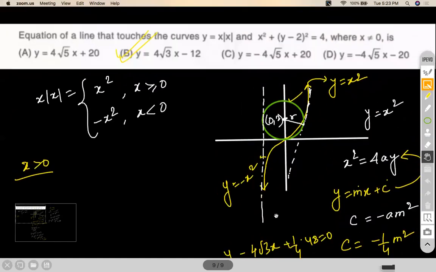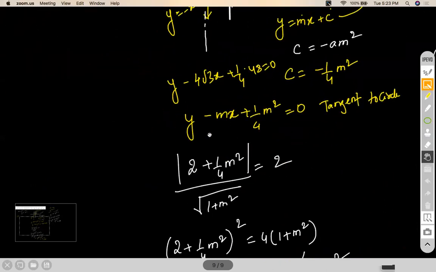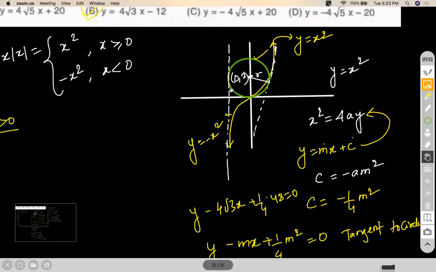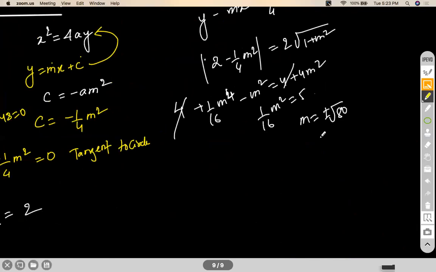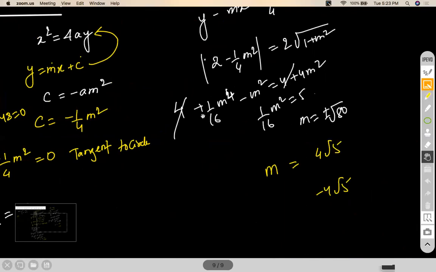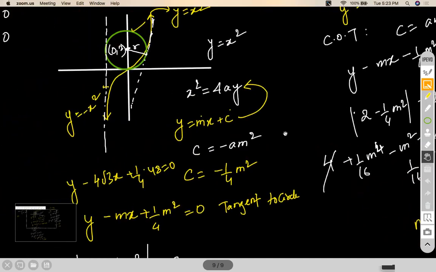No, because here you are considering that your tangent... Let me ask you this question. We have two answers coming out. One is 4 root 5, another is minus 4 root 5. Only one of them is possible. Which one of them is possible and why? Why?